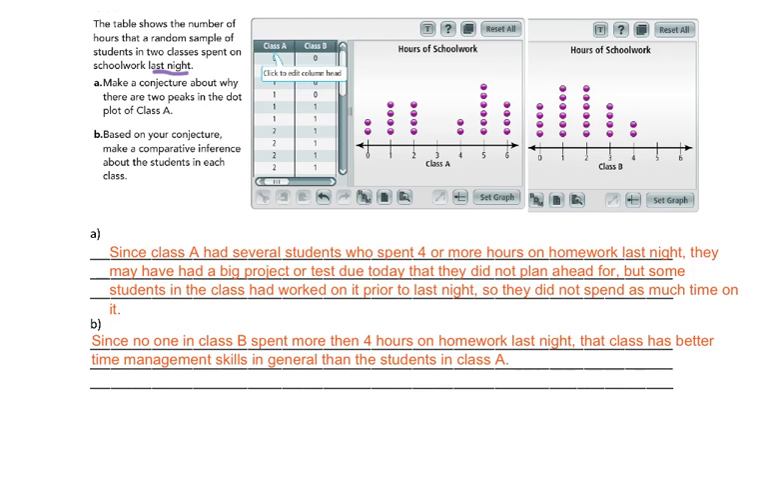My comparative inference, if you look at Class B, there was nobody who spent more than 4 hours on their homework, and about half the class in Class A spent 4 or more hours. So I would say that due to that, Class A did not plan as well as Class B. So I'm going to say that Class B has better time management skills in general than the students in Class A.